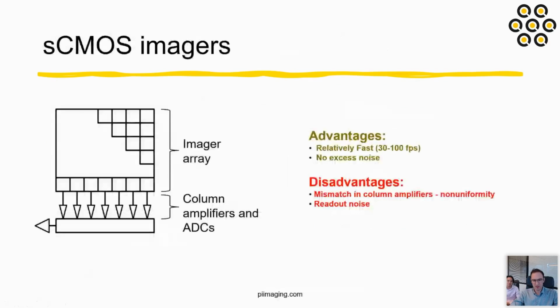Scientific CMOS image sensors offer a certain parallelization of the readouts, mostly by introducing column amplifiers and analog to digital converters, as you can see here on the image as well. This allows them to increase the speed, and because they do not have electron multiplication, they do not have excess noise. However, the disadvantage is they still have readout noise, and they have mismatch in column amplifiers, which increases the non-uniformity and has an effect on the final signal-to-noise ratio evaluation.